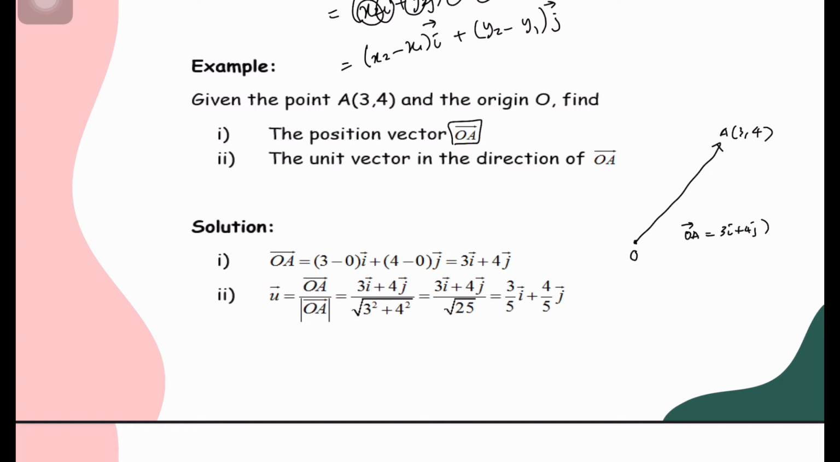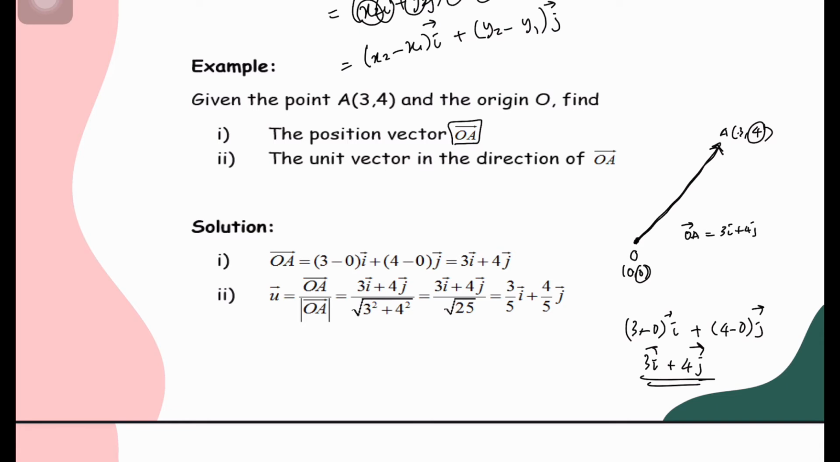Okay, or you can find it by using the distance formula, where this point is (3, 4), while for the origin the point is (0, 0). Therefore, 3 minus 0 for i, plus 4 minus 0 for j. Therefore, 3 minus 0 is 3i, plus 4 minus 0 is 4j. So this one is the position vector from the origin to the point A.